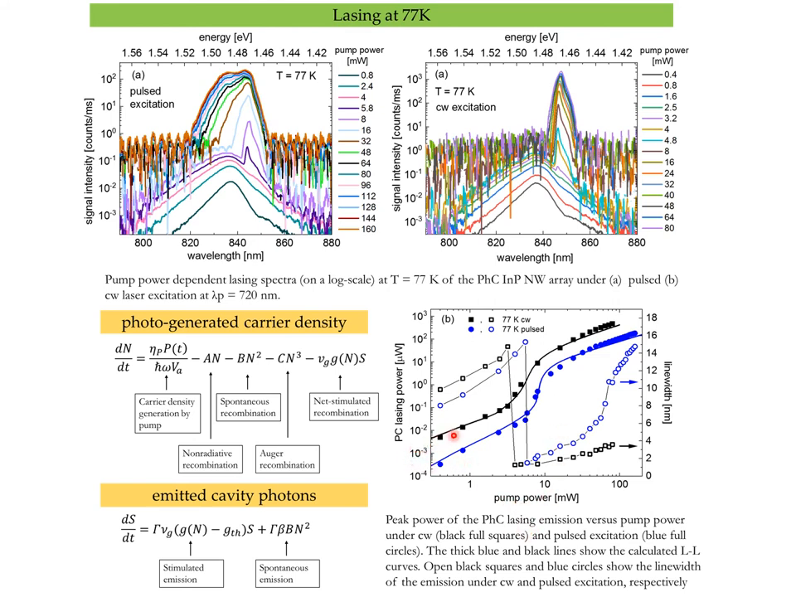The calculated L-L curve can be derived from the photo-generated carrier density rate and emitted cavity photons rate. Photo-generated carrier is calculated by laser pump generation, non-radiative recombination, spontaneous recombination, Auger recombination, and net stimulated recombination. Emitted cavity photons rate consists of stimulated emission and spontaneous emission.